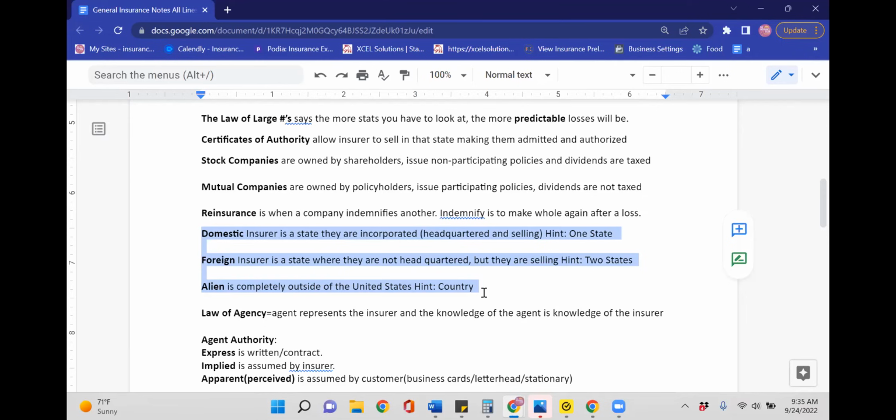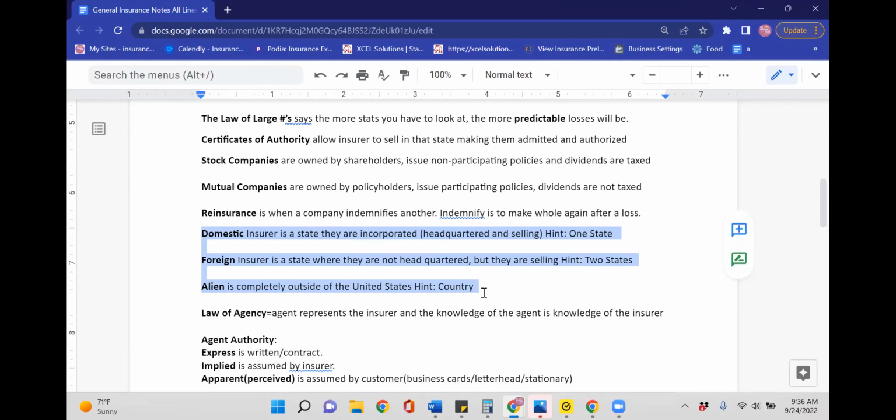That is headquarters, the main place. Okay. So domestic is where the insurance company got started and where they are selling. An insurer can only be domestic to one state. You can only be headquartered and founded in one state. So an insurance company is only domestic to one state.